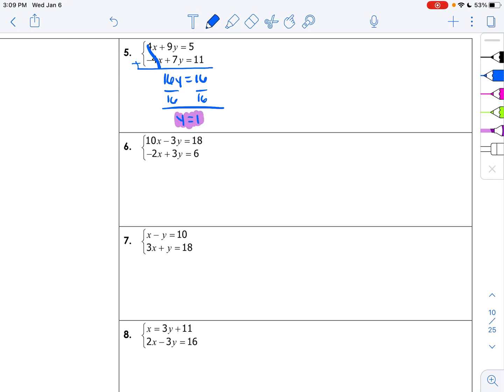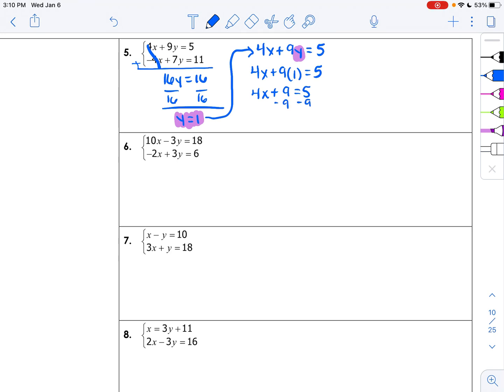Then I'm going to pick one of my two original equations. I'm going to choose 4x plus 9y equals 5. And I'm going to substitute in my answer into that equation. I'm substituting it in for y because my answer says y equals. So I'm going to rewrite that 4x plus 9 times 1 equals 5. And then I'm going to solve it. 4x plus 9 equals 5 because 9 times 1 is 9.